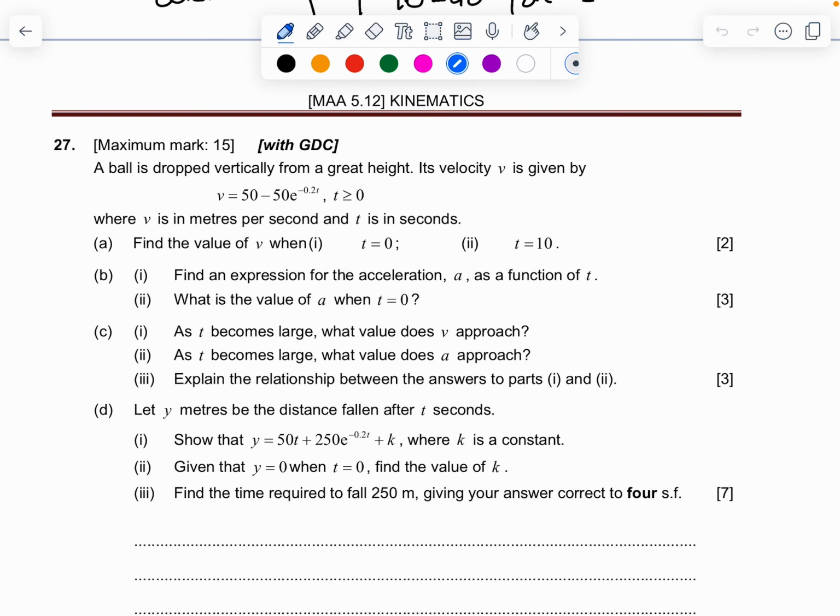So welcome, this is part 2 for the video for integrals kinematics for AAHL. In part 1 we did up to question number 26. Now from question number 27.